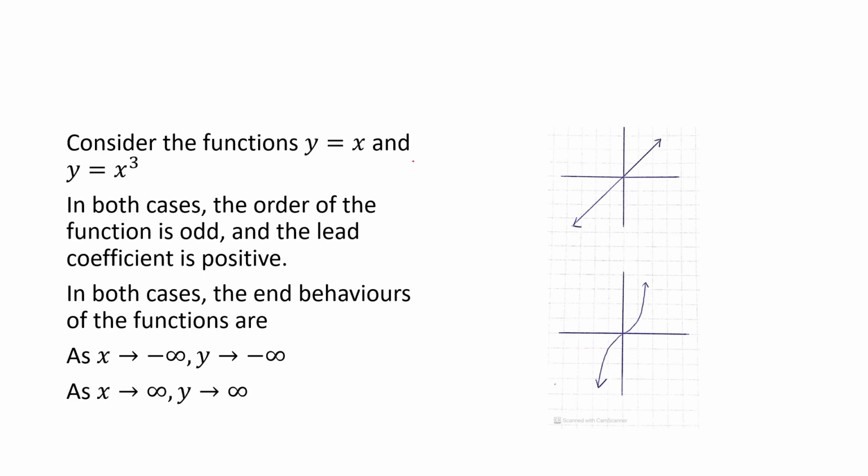Imagine the functions y equals x and y equals x cubed. We can think of x as x to the 1, and x cubed. In both cases, the lead coefficient is 1. In other words, the coefficient in front of x to the 1 or x cubed is 1. And in both cases, the degree is odd. In the first case, the degree is 1, and in the second case, the degree is 3.